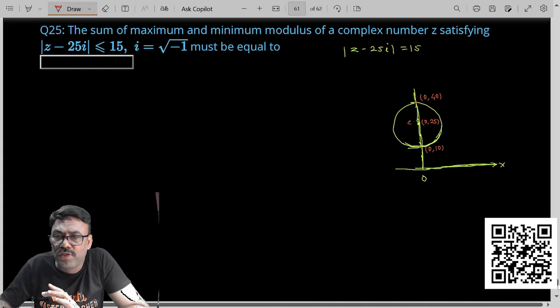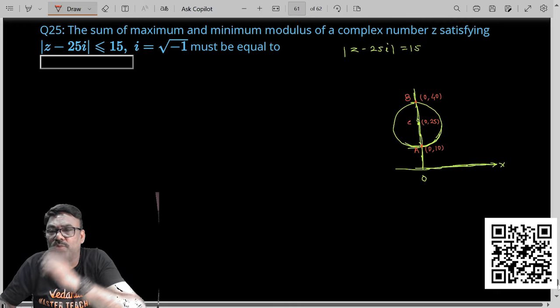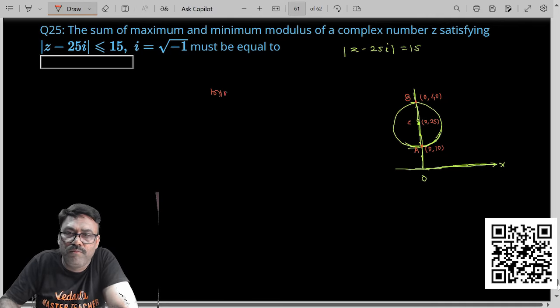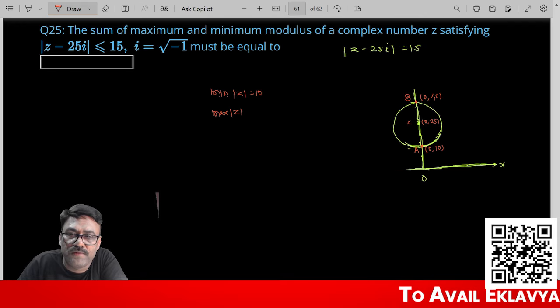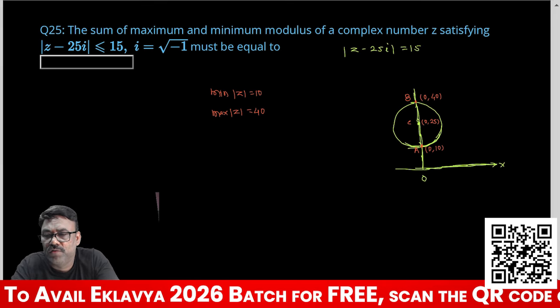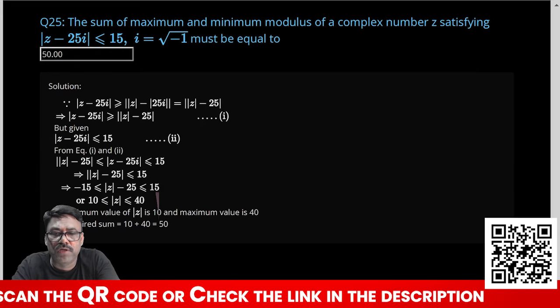Out of all the complex numbers which lie on the circle or inside the circle, obviously the one nearest to the origin is this one, A. A is nearest to the origin and this one, B, is farthest from the origin. In fact, modulus is nothing but the distance of z from the origin. The minimum mod z is 10 and the maximum mod z is 40. They are asking the sum of maximum and minimum mod z, so that will be 50. So 50 is the correct answer here. So 50 should be the correct answer. Right?